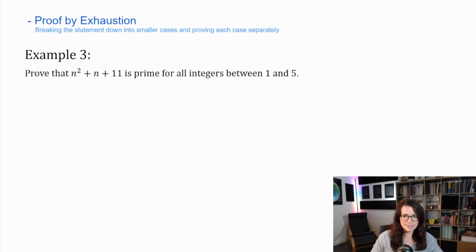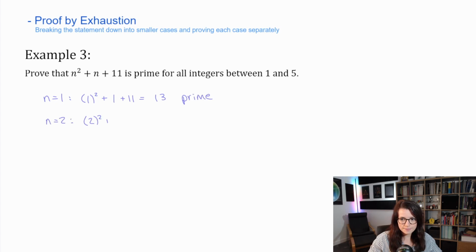Example 3 is an example of proof by exhaustion. Prove that n squared plus n plus 11 is prime for all integers between 1 and 5. Now, we said that proof by exhaustion was all about breaking the statement down into smaller cases and proving each case separately. In this case, we want to investigate each integer between 1 and 5. So let's say we've got n equals 1. If we sub 1 in to the expression, that gives us 13, and that's prime.